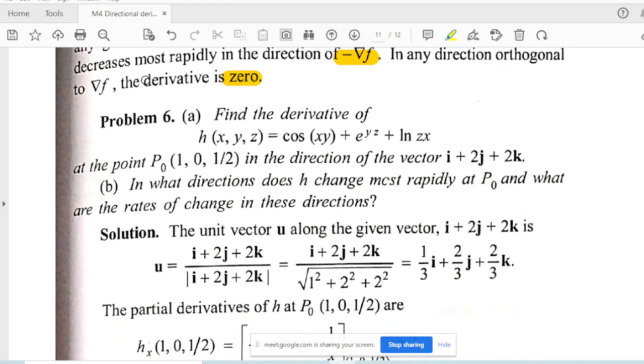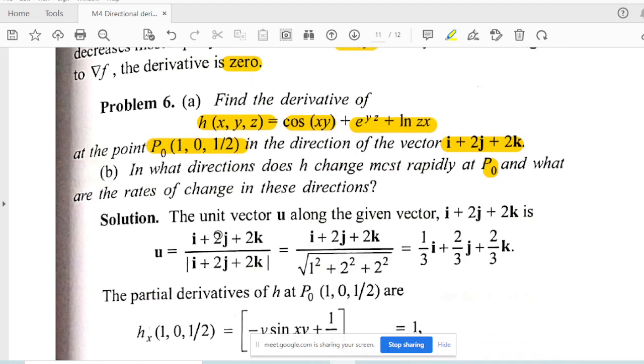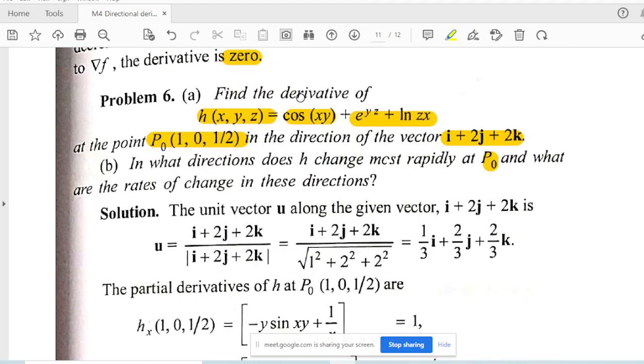So let us see: find the derivative of h of x, y, z equal to cos xy plus e raised to yz plus log of zx. So this is our h, at p0 (1, 0, 1/2), in the direction of the vector given. This is a vector, so we first have to make it a unit vector. In which direction does h change most rapidly at p0, and what are the rates of change in these directions? Okay, so first, what do we have to find? We have to find the derivative.